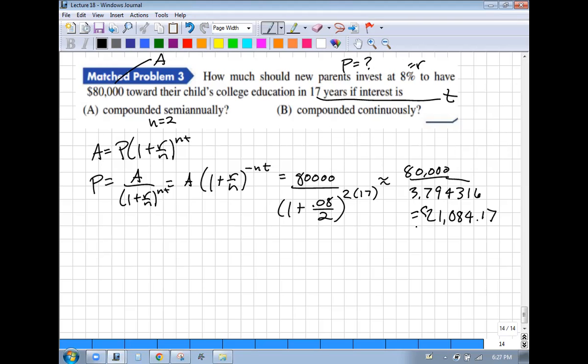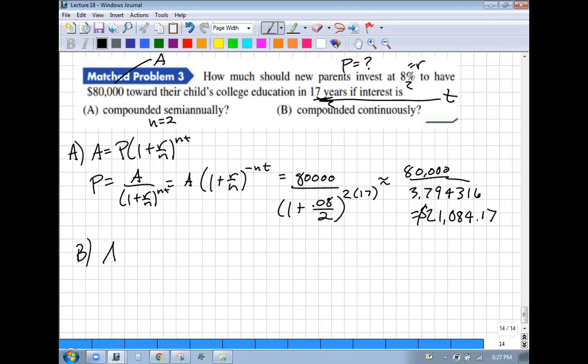And I get $21,084.17. All right, so that's how much we need to invest. We want to end up with $80,000. We're basically quadrupling our money, but it takes 17 years to do it at 8% interest. If we do this compounded continuously, how much do we need to invest?